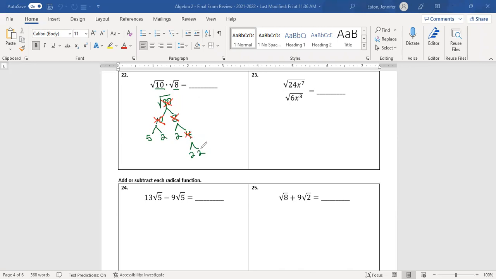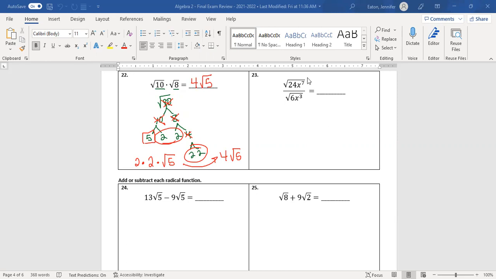So our remaining numbers here are our 2's and our 5. So here's a pair of 2's, here's a pair of 2's, and here's our 5. So that means there's a 2 on the outside, another 2 on the outside, and a 5 on the inside. So 2 times 2 is 4. And then the 5 on the inside. So 4 root 5 is our final answer here.